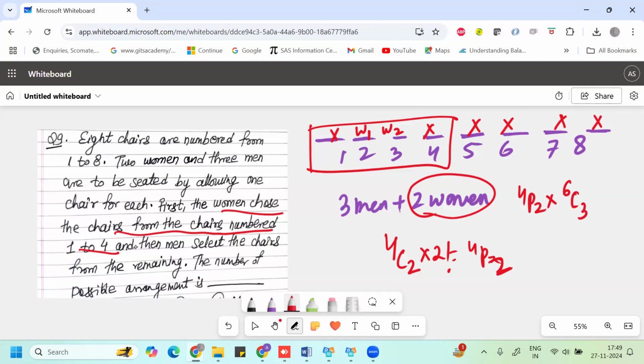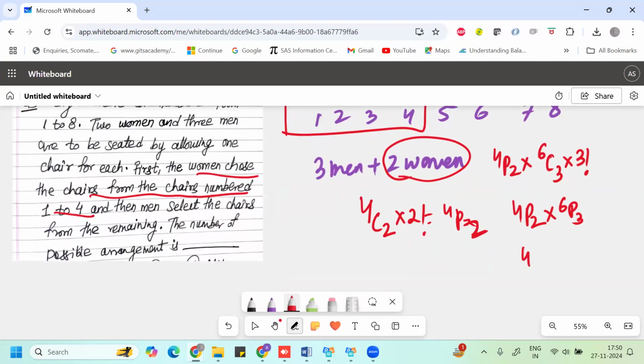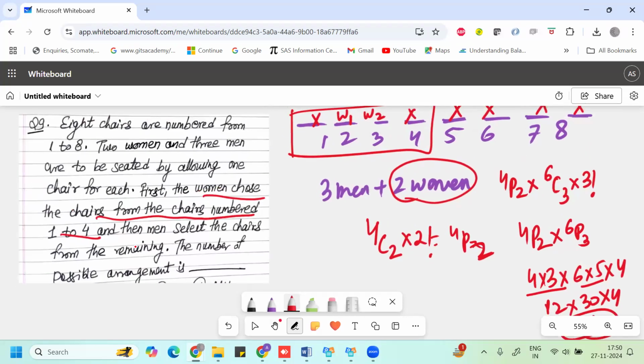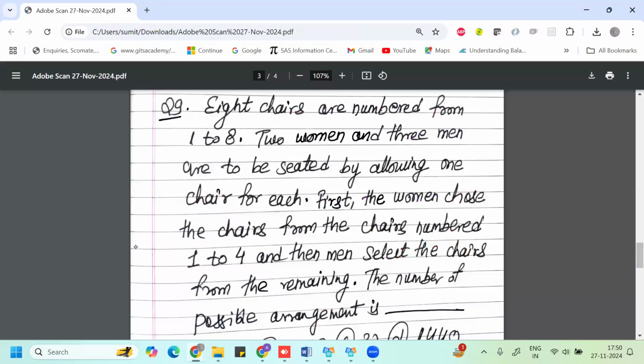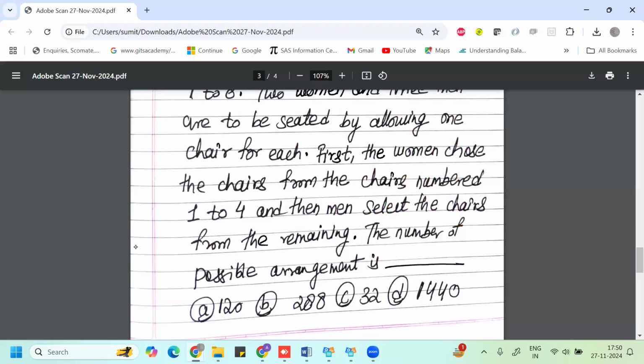They can randomly choose any 3 chairs and they can sit in 3 factorial ways. So the number of ways that arrangement is possible is 4P2 into 6P3. 4P2 means 4 into 3 and 6P3 means 6 into 5 into 4. So this is 12, this is 30, this is 4, so this is 1440. Option D.